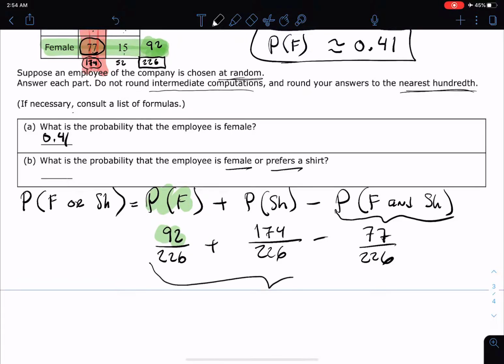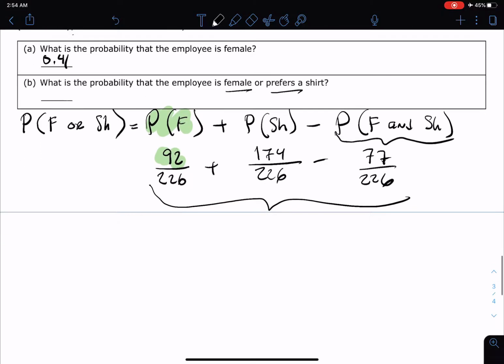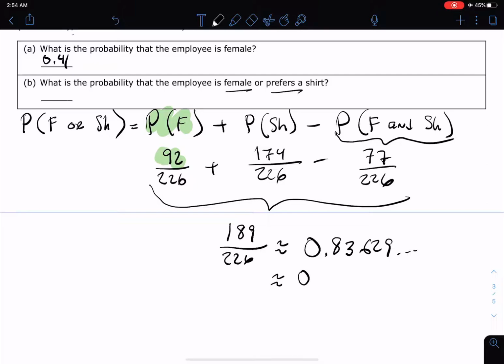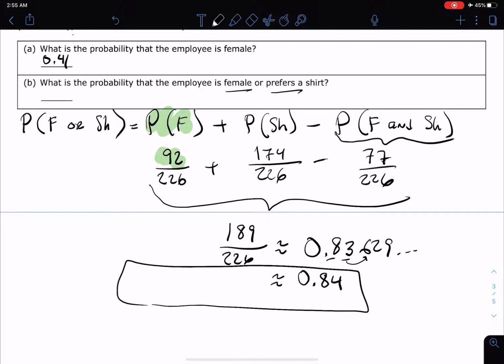You do the math, you add, you subtract. You end up getting 189 over 226, which is approximately 0.83629. And we're going to round that to the nearest hundredth. So tenths, hundredths, that is 5 or bigger. Yes, it is. So 0.84. There we go. And so that is the answer to the probability that we get a female or the person prefers a shirt.